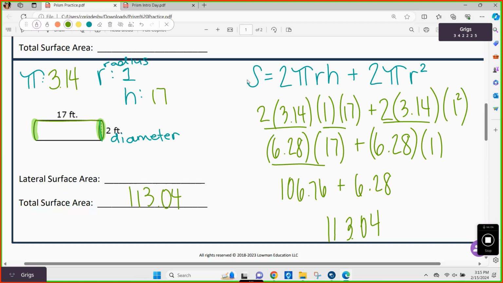Wait, Miss, I was confused, I thought it was 1 times 1 is 1. Yeah, 1 times 1 is 1, because 1 squared is the number multiplied by itself. So a lot of things to catch with cylinders. Now, my lateral surface area of a cylinder is what formula? Lateral surface area of a cylinder. 2 pi r h. Okay. So if I follow that down, my lateral would be 106.76 feet squared.